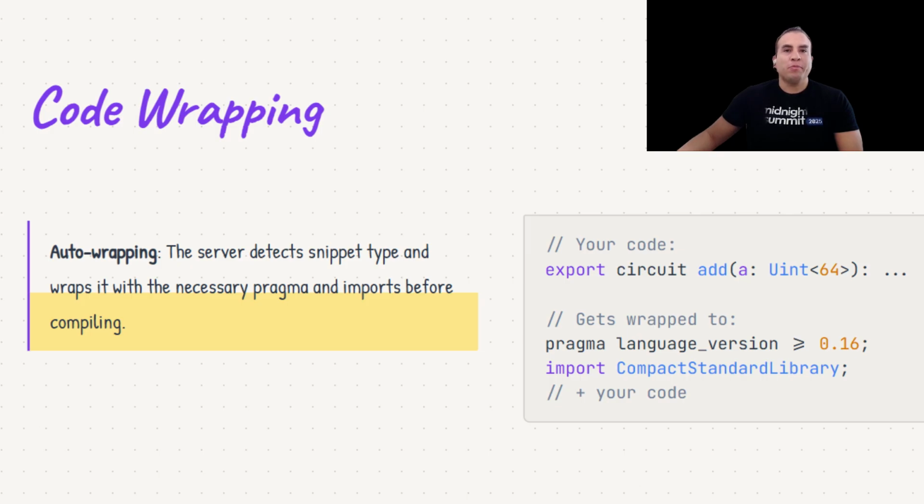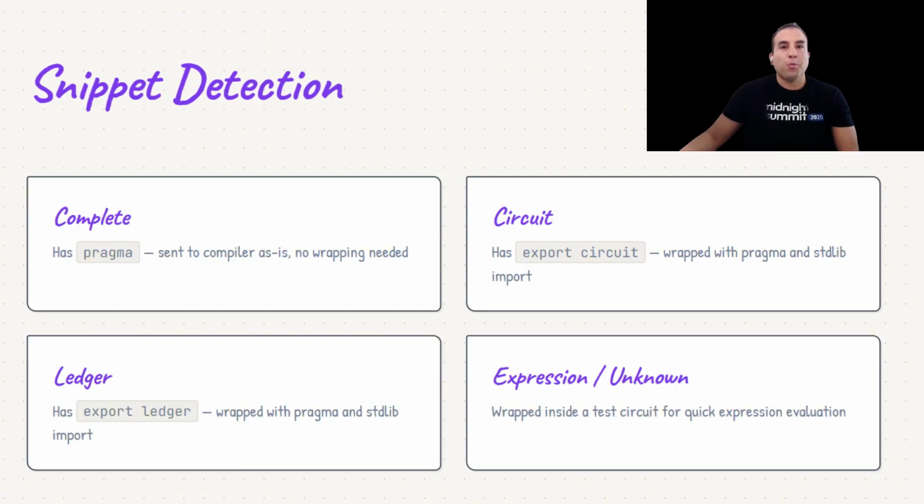But if you have already included a pragma, meaning you have written a complete program, the server detects that and sends your code through unchanged. So it's smart about when to wrap and when not to. The wrapping logic is driven by snippet detection, and it handles 4 cases.